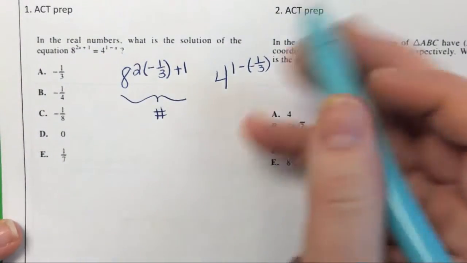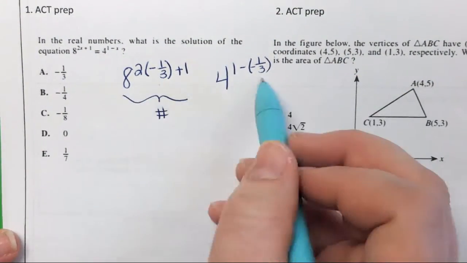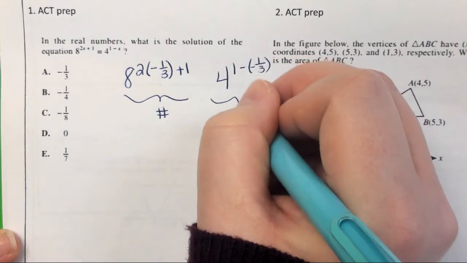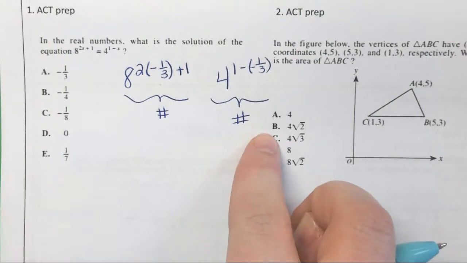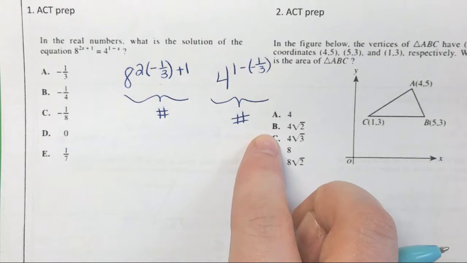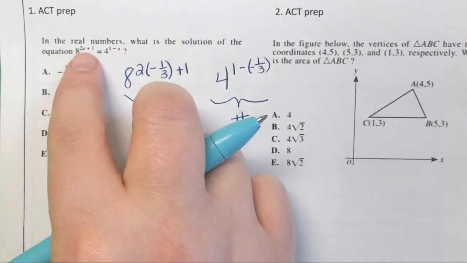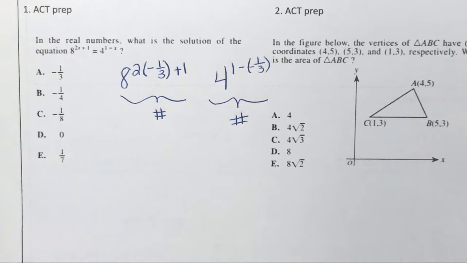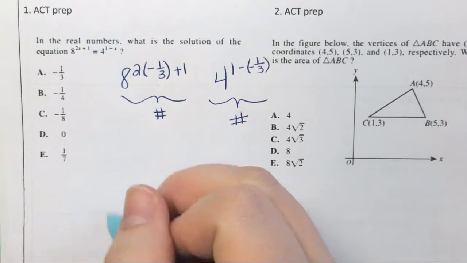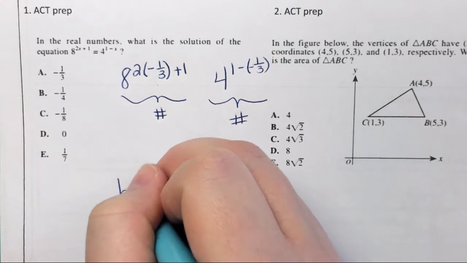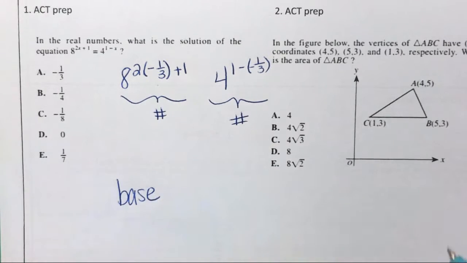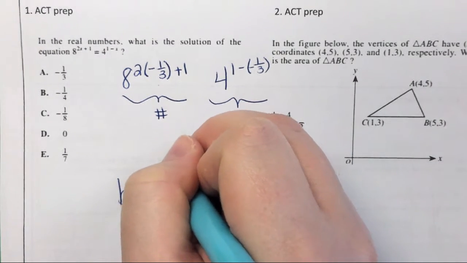Okay, so you could plug in negative 1/3 into each side of the equation and see what number you get in your calculator. And if the numbers match, then that would be the answer choice. But this would take a lot of work, and you would have to go through each of them to see. There is a faster way, but it involves exponents, and you would have to remember that the big number like the 8 is called the base, and then the tiny number above is called an exponent.